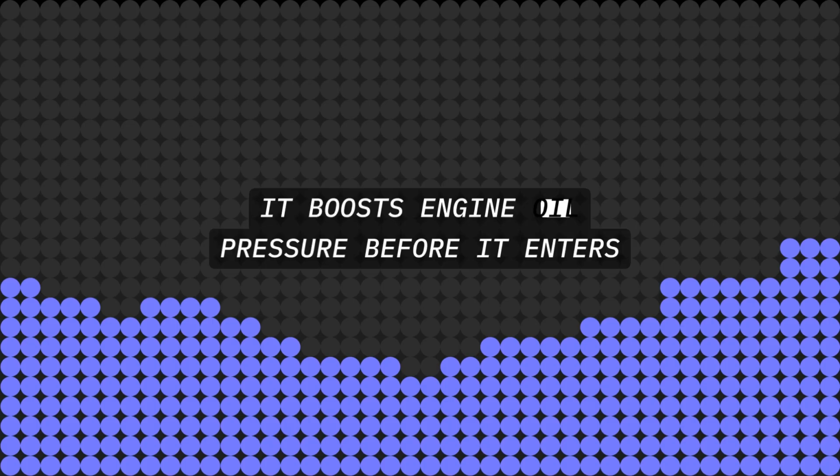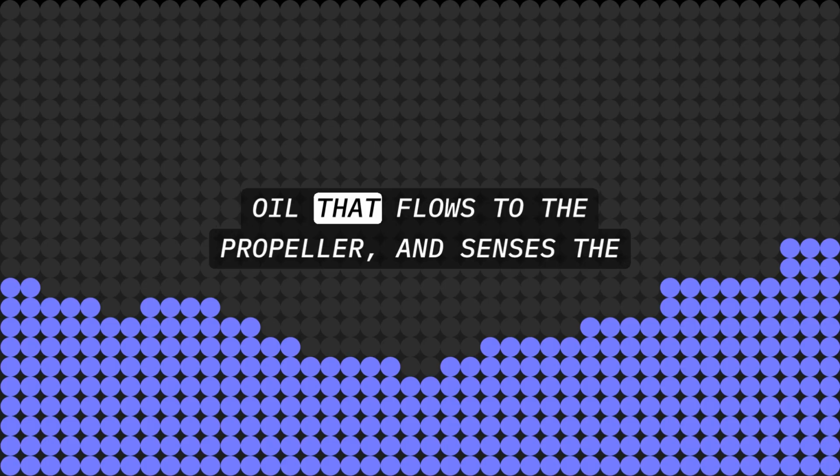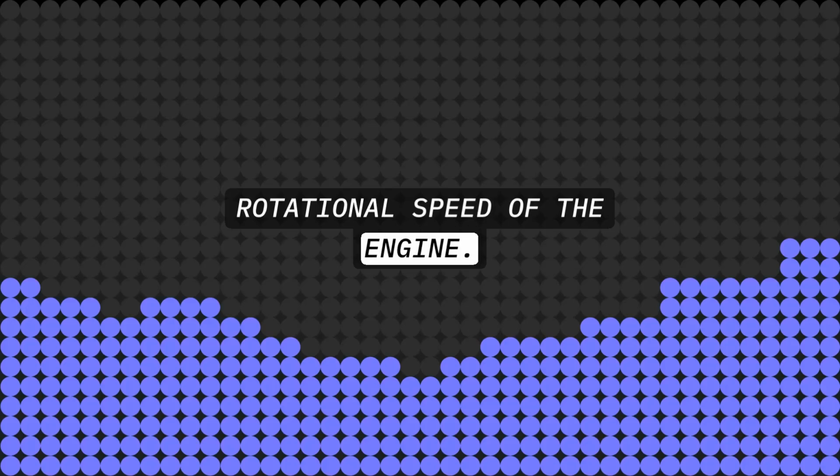What three things does a typical constant speed propeller governor accomplish when operating? It boosts engine oil pressure before it enters the propeller hub, controls the amount of oil that flows to the propeller, and senses the rotational speed of the engine.